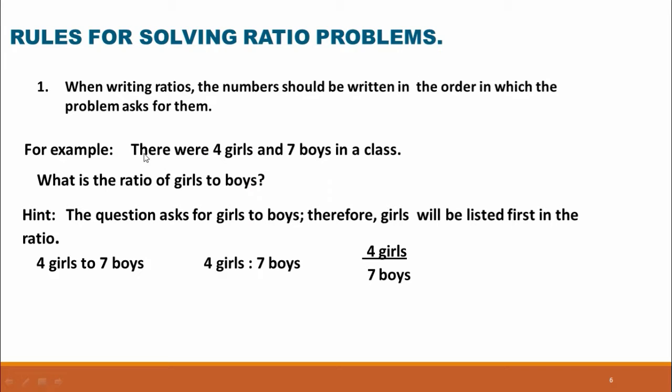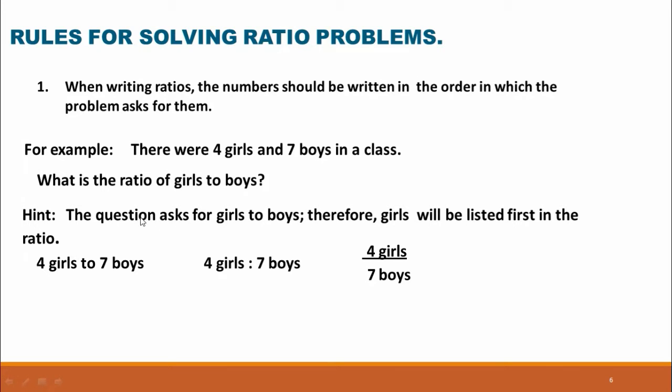For example, we have 4 girls and 7 boys in a class. Then what will be the ratio of girls to boys? Now, dear students, note the hint for this question. The question asks for girls to boys. Therefore, girls will be listed first in the ratio. Don't make a mistake when we are writing the ratio between quantities. Put the quantity which is asked for first in the first position.